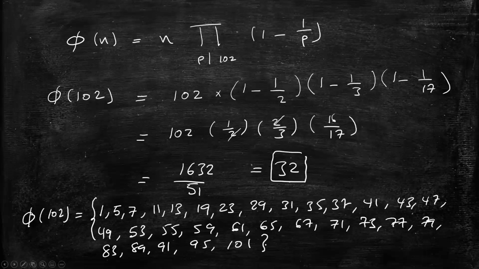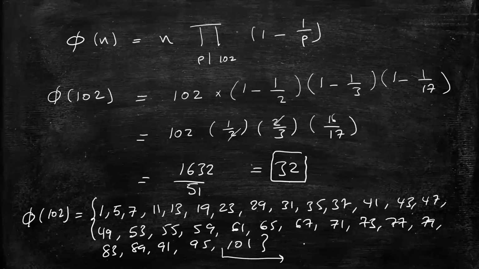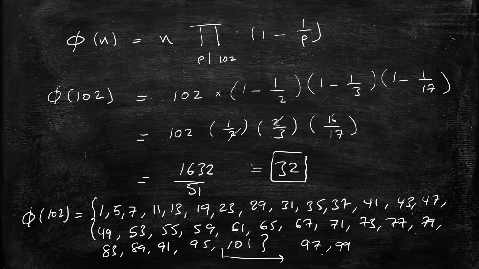So let's make sure that we have 32 numbers in total. 1, 2, 3, 4, 5, 6, 7, 8, 9, 10, 11, 12, 13, 14, 15, 16, 17, 18, 19, 20, 21, 22, 23, 24, 25, 26, 27, 28, 29, 30. Okay, so it looks like we're missing a bunch of numbers here. So 95, I think the number after it would be 97, and then there's 99. So that should complete the list. Okay, so those are the 32 numbers that would be considered relative prime numbers to 102.